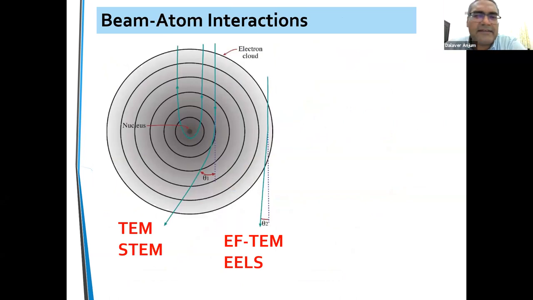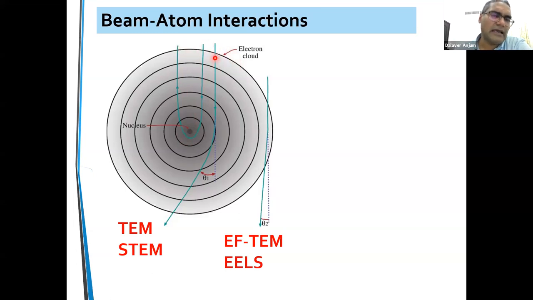So how do we understand the scattering? What is the real physics behind the scattering of electrons from the samples? Here I give you an example from a single atom. If the beam electron is passing very close to the nucleus, it gets scattered so much that it comes back up. So these are called backscattered electrons.